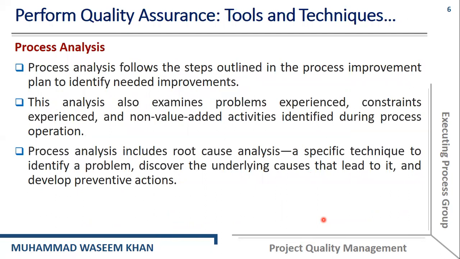Then we have the process analysis, and process analysis follows the steps that are outlined in the process improvement plan to identify the needed improvement. So process analysis is actually performed to analyze the process in order to identify the major problems or gaps or weaknesses, and to improve those weaknesses and convert those weaknesses into strengths. This will help to improve the process.